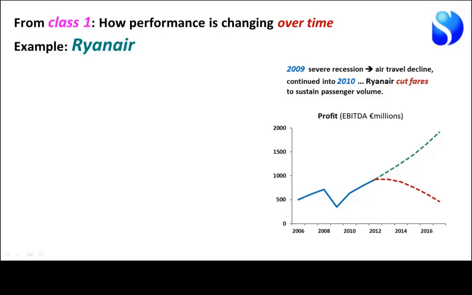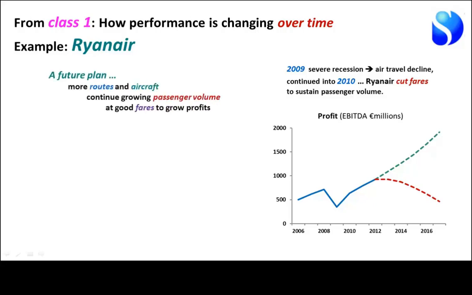What has happened to profits over 5 or 6 years? Where might it go if things go not so well? Where would we like it to go going out into the future? So we might have a future strategic plan for this business, which is about adding more routes, adding still more aircraft. This company has an astonishing number of routes. I think it's well over 1,000 different routes you can fly with this airline. Continue to grow passenger volume, get good fares for doing so because competitors have failed. So that's our green line on the chart.